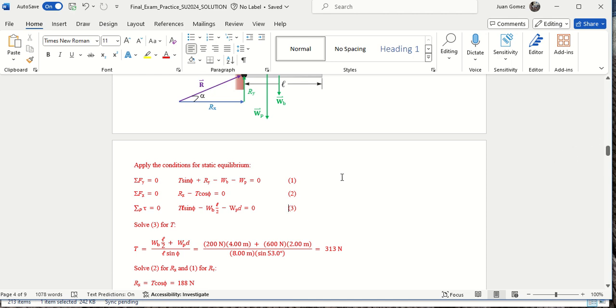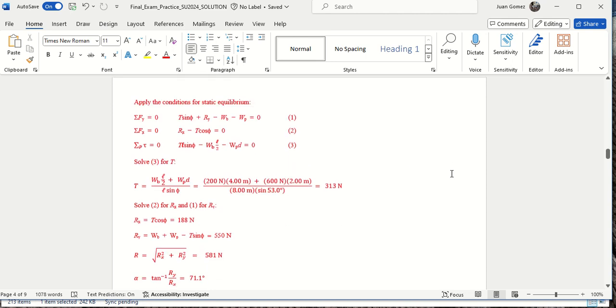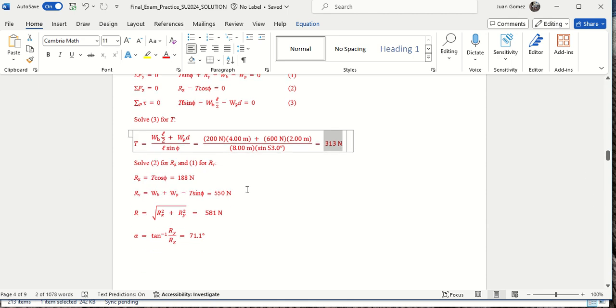Now remember, follow the rubric. It never changes. Don't make this problem more difficult than it needs to be. You solve equation 3 for the tension, then solve equation 2 for Rx, then solve equation 1 for Ry. Never changes. Now you can all do the algebra. You get this expression for T, and you get your 313 newtons. Then just go backwards. Solve 3 for T, 2 for Rx, 1 for Ry, in that order.